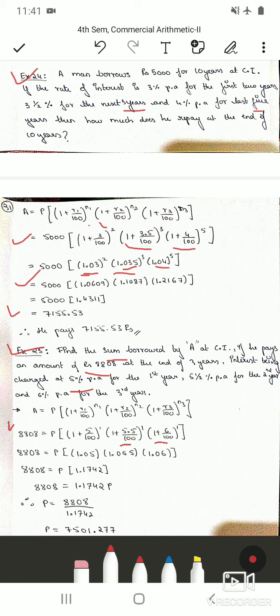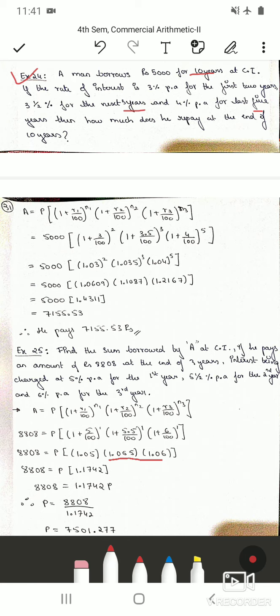And note that when you add, so here 1 plus 1 plus 1, it is 3. In the earlier problem you can see it is 2 plus 3 is 5, 5 plus 5 is 10, and the total number of years of investment is 10. So that should be equal to your n. n1 plus n2 plus n3 should be equal to your n. So now we have substituted everything. We will simplify. So multiply all these terms, you will get 1.1742.